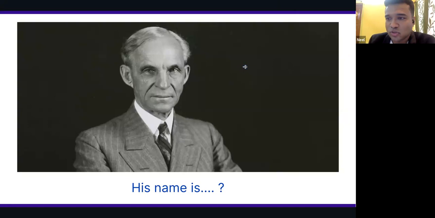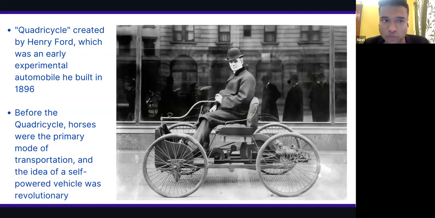Okay. So what I will say, he is Henry Ford. And what you are looking at is the first quadricycle, which was an early experimental automobile that we call today cars or vehicles, which never existed before him. Though there is a controversy that he may not be the first one, there is another person named Carl Benz of Germany, who is also given the credit to create the first car. But when we are talking about a mass scale and a working model, he is the person. You are looking at the first car created by Henry Ford.